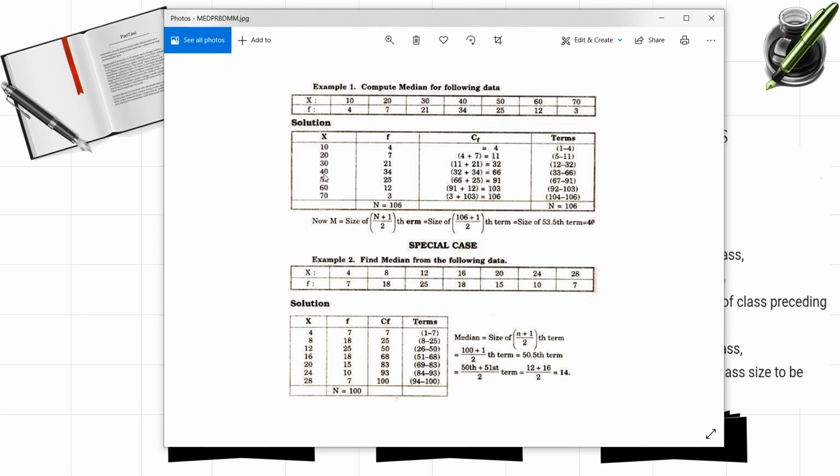And here is a special case. Here we got (n plus 1) by 2 as 50.5. We can find the just greater value for 50.5, but here we can treat the 50.5th term as the average of the 50th term and the 51st term. That is, the 50th term's corresponding x value as well as the 51st, just greater than 51, is 68, and the corresponding value is 16. So (12 plus 16) by 2 we have to find, which gives you finally 14. This is a special case of finding the median value.